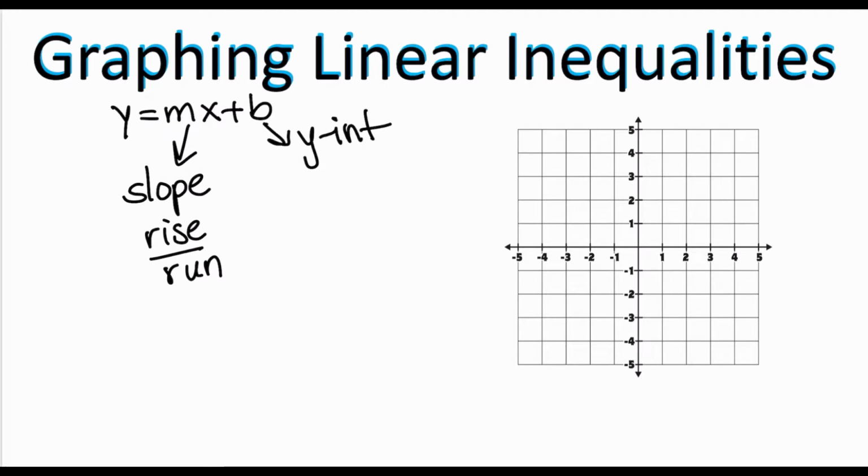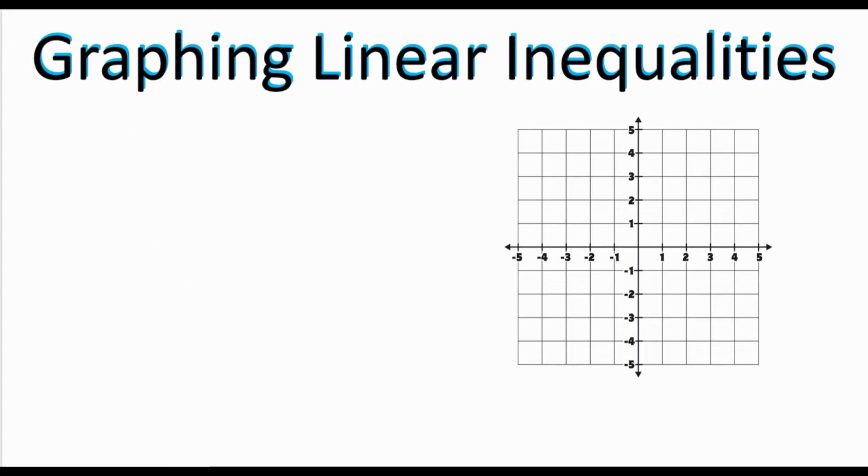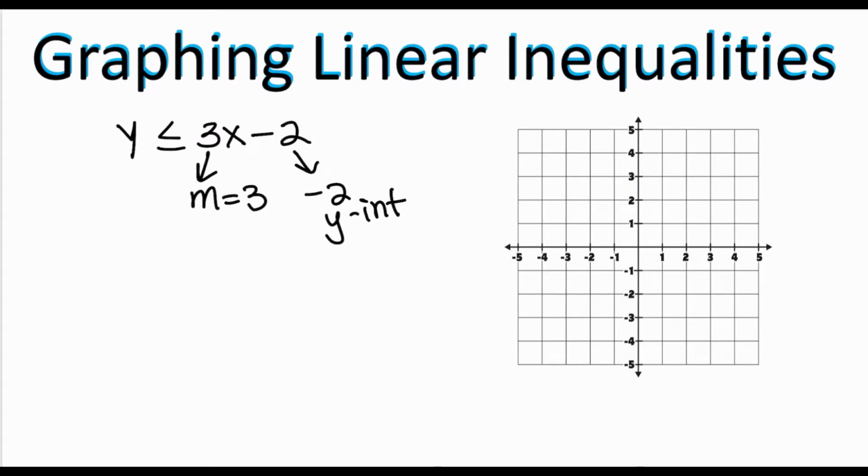So we're going to be doing exactly the same thing, except that we're going to be looking at inequalities. So our problems are going to look like this. y is less than or equal to 3x minus 2. Notice it looks very similar to y equals mx plus b. My slope is 3. My y-intercept is negative 2. And of course, the y is by itself.